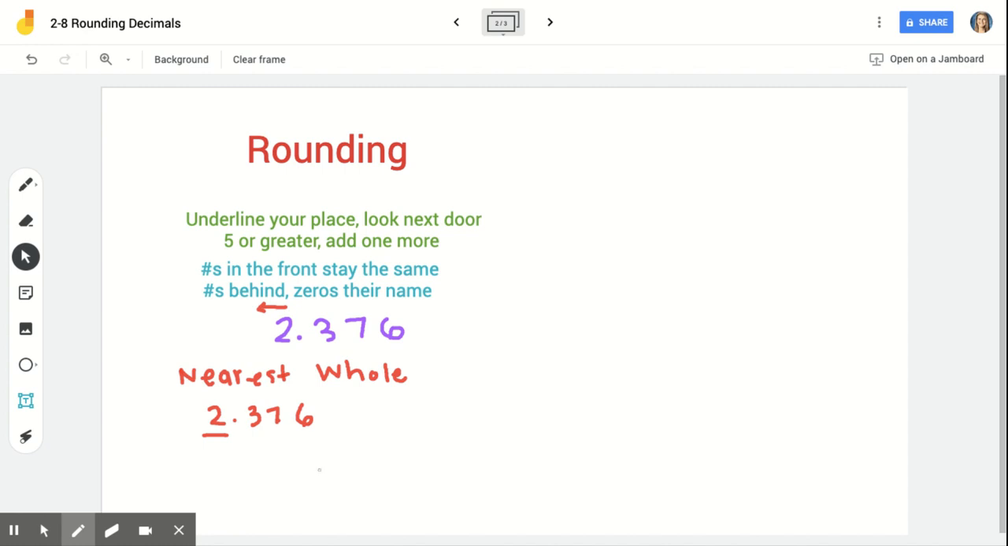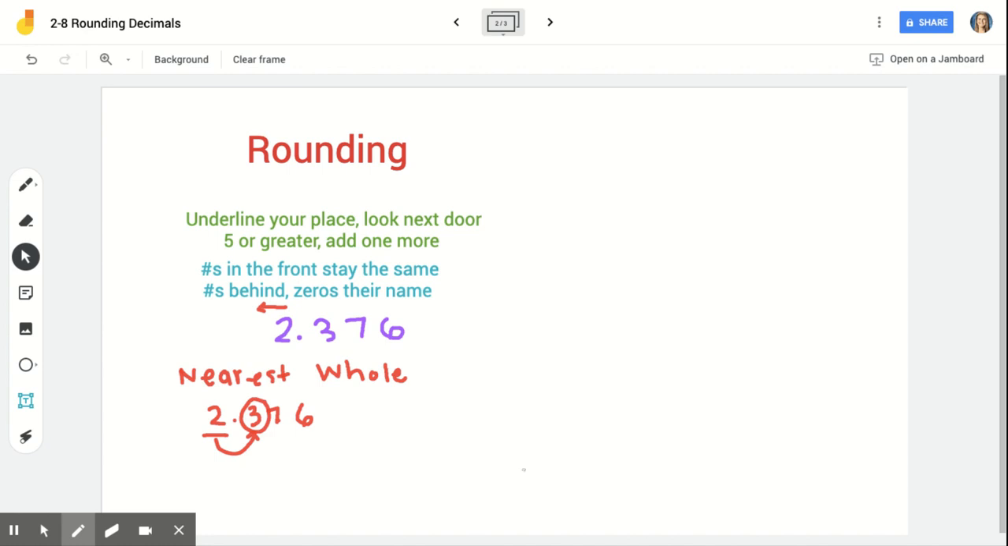And then our poem says, so we underline the place. That's what we're rounding to. It says, look next door. We're going to always be looking to the right. So you're constantly going to be drawing arrows to the right. And next door to 2 is the digit 3. It's in the 10th place. And we're going to circle this number. Let's go ahead and circle the 3. That's in the 10th place. That's next door to 2.